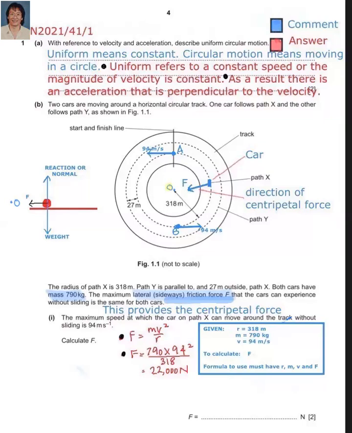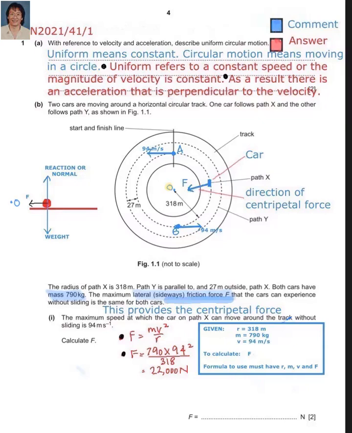When the car following path X reaches A, the magnitude of the velocity is 94 meters per second, and the direction of the velocity is towards the left. When the car continues to move and reaches B along path X, the magnitude remains constant at 94 meters per second. However, at D, the direction of the velocity has changed from the left to the right. Therefore, when the car moves in a circle, the velocity is changing all the time because the direction is changing.